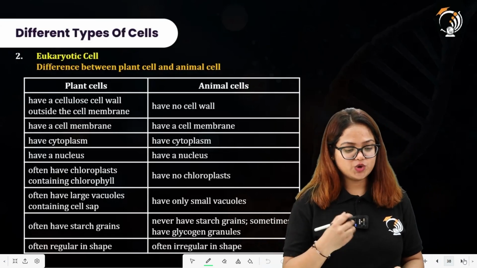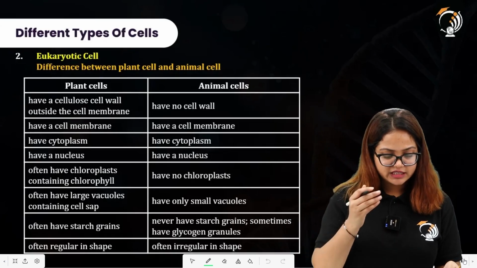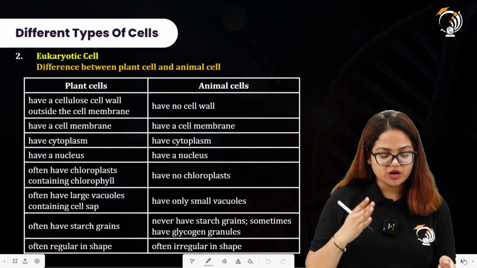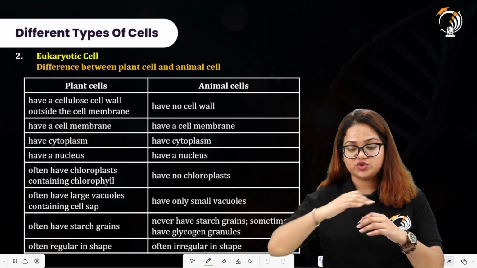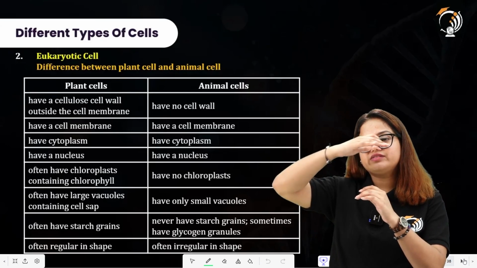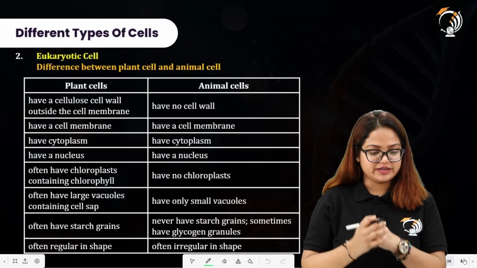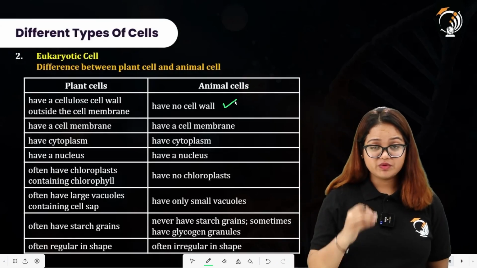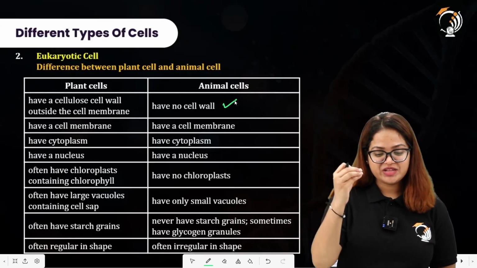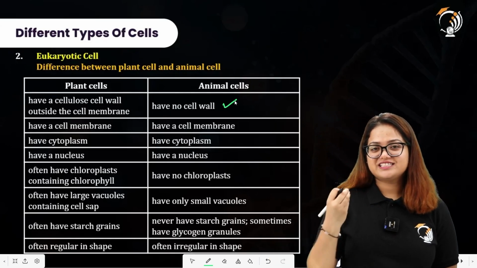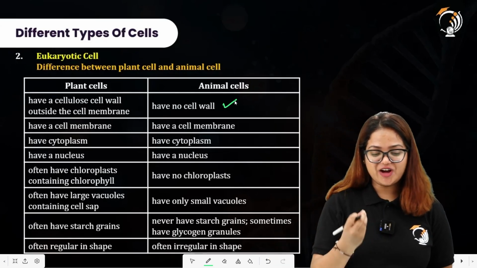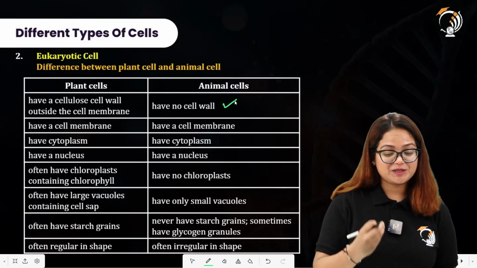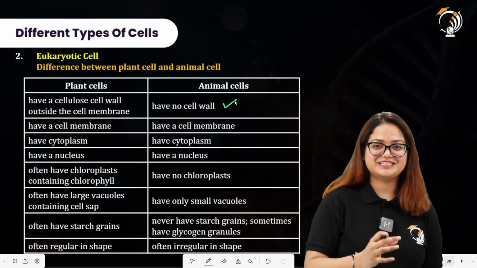Alright. So for the plant cells, the first feature is a cellulosic cell wall outside the cell membrane. So there is a cell membrane, then you have the cell wall outer to this. The animal cells do not have cell wall. We will mark a tick for the sense of satisfaction that we have gained after discussing the cell structures and the cell types, and you will be able to recall all of the features in this particular table.